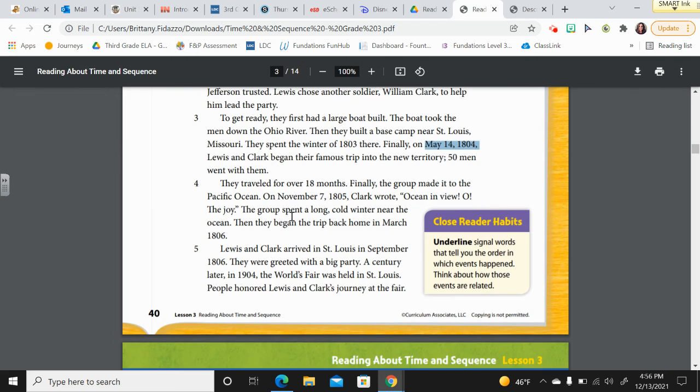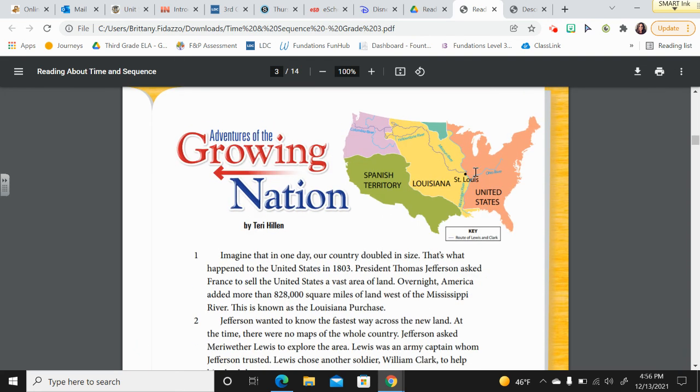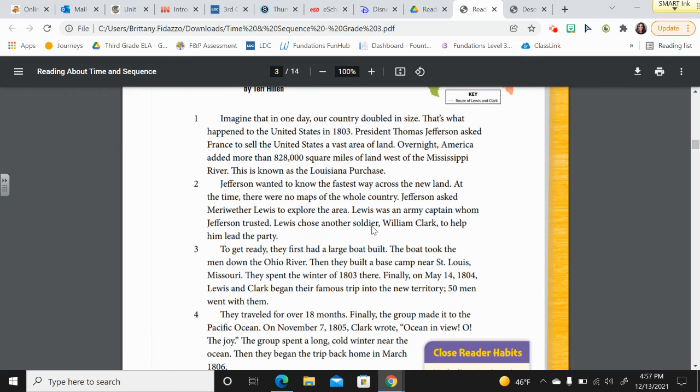All right. They traveled for over 18 months. Finally, the group made it to the Pacific Ocean. Now, I want you to know, the Pacific Ocean, in case you don't know, is all the way over here. We know this is California today, but all the way over here is the Pacific Ocean. On this side, close to us, if you ever go to the beaches in the Carolinas or Delaware or New Jersey or Maryland, that's all the Atlantic Ocean that you would see. But if you go over to California or Hawaii, you would see the Pacific Ocean. And that's where they got to.